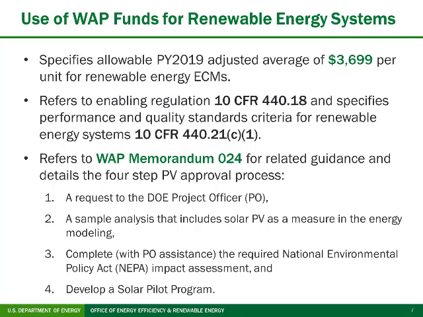For additional guidance, you will want to look to WAP Memorandum 24 for step-by-step guidance on how to get this approved. Just a brief summary of that: you will have to make a request specifically to the project officer for the project you're considering. You will have to provide a sample analysis that includes the solar PV as a measure included in the energy modeling. You'll also have to go through a NEPA, or National Environmental Policy Act, impact assessment. Your PO will assist you with that. And then you'll have to develop a solar pilot program for your state.